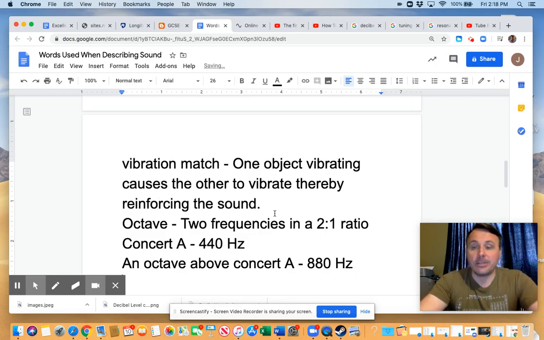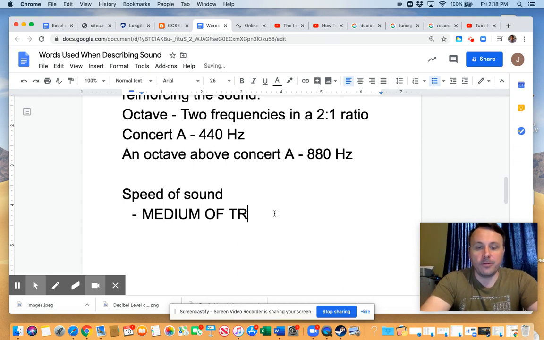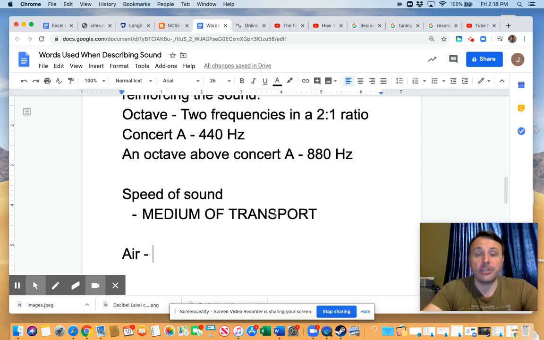The last thing in terms of basics of sound we have to talk about is the speed of sound. So what is the number one thing that's going to determine the speed of sound? Right, the medium of transport. Okay, so generally the medium of transport is air, right? And so here's the thing. What is it that determines the speed of sound in air then? Well, there's a whole bunch of things that could affect it, but the main thing that affects the speed of sound in air is the temperature.